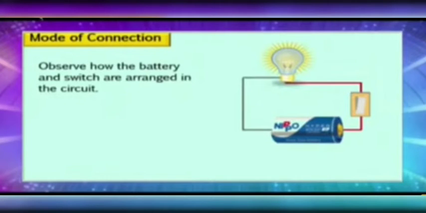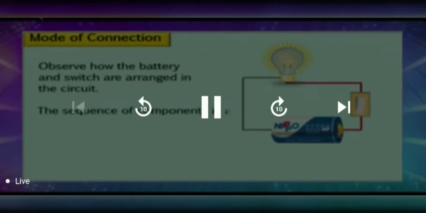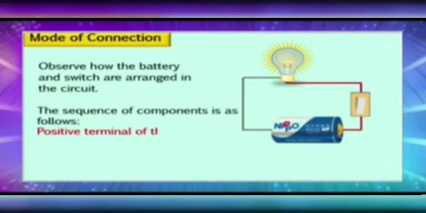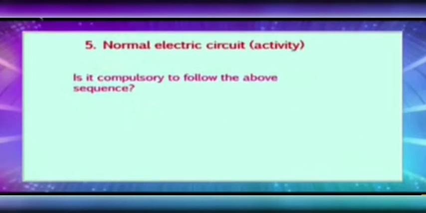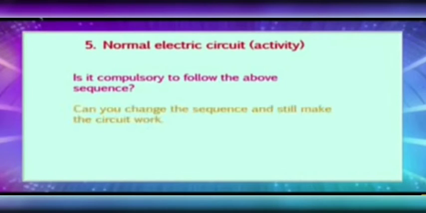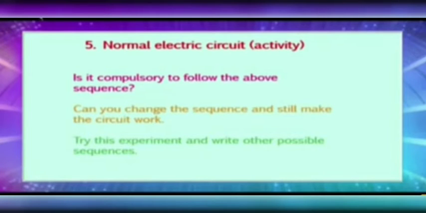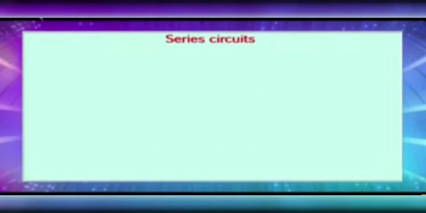Observe how the battery and switch are arranged in the circuit. The sequence of components is as follows: positive terminal of the cell, wire, switch, wire, bulb, wire, negative terminal of the cell. Is it compulsory to follow the above sequence? Can you change the sequence and still make the circuit work? Try this experiment and write other possible sequences.